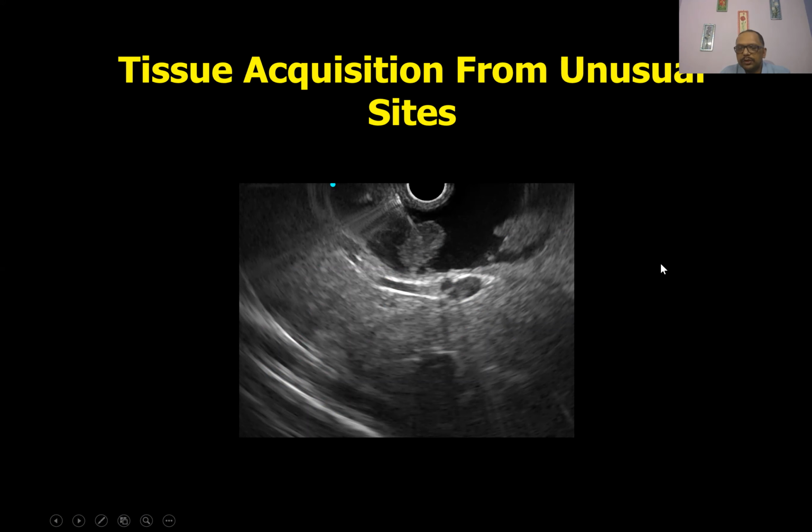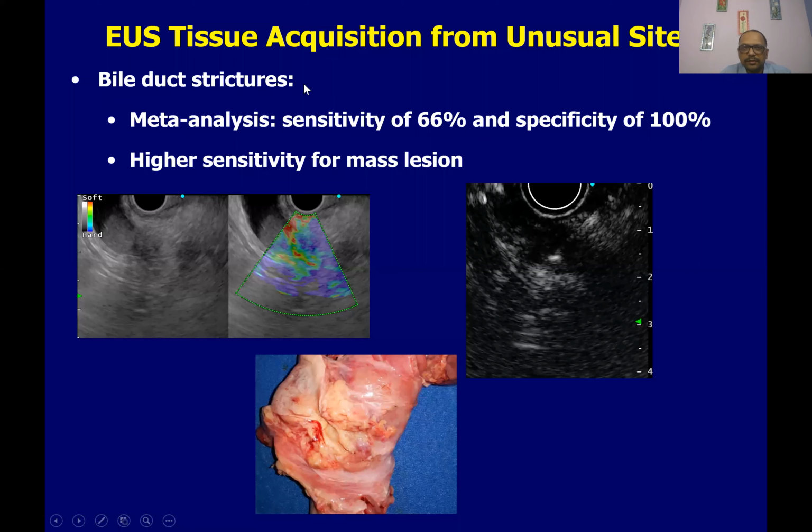So wherever the EUS scope can go, we can sample the lesions. Biliary duct strictures, again, EUS can help us in acquiring the tissues. A meta-analysis has shown a sensitivity of about 66% and specificity of 100% for acquiring tissues from bile duct strictures. And if you can see a mass lesion, the sensitivity is much higher.